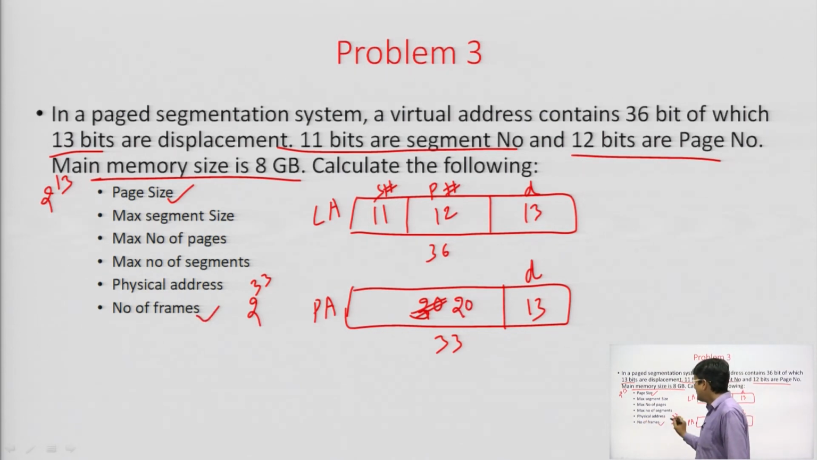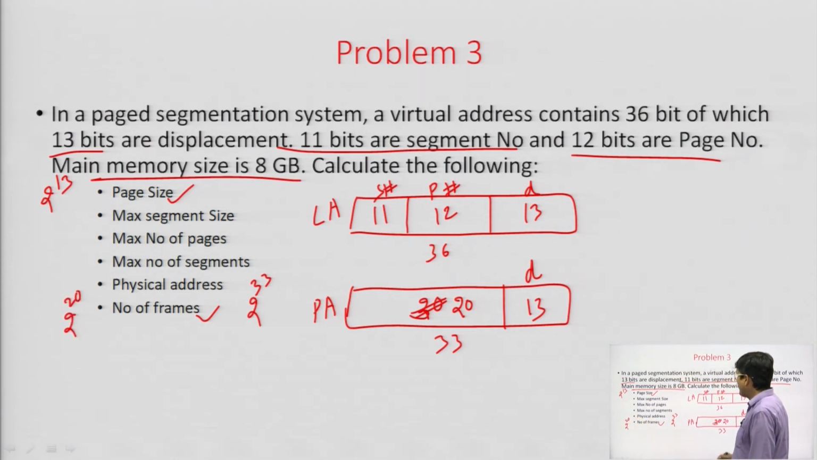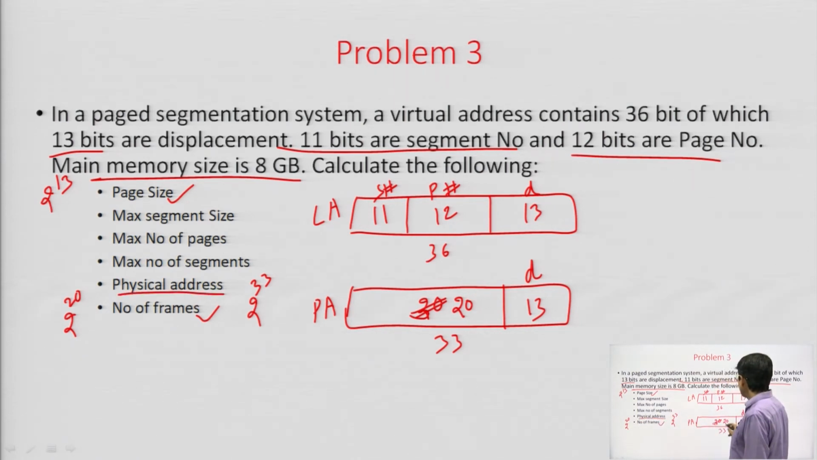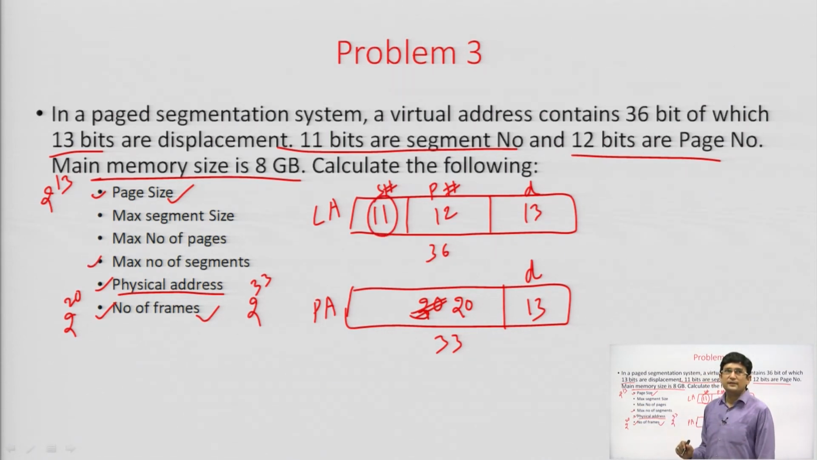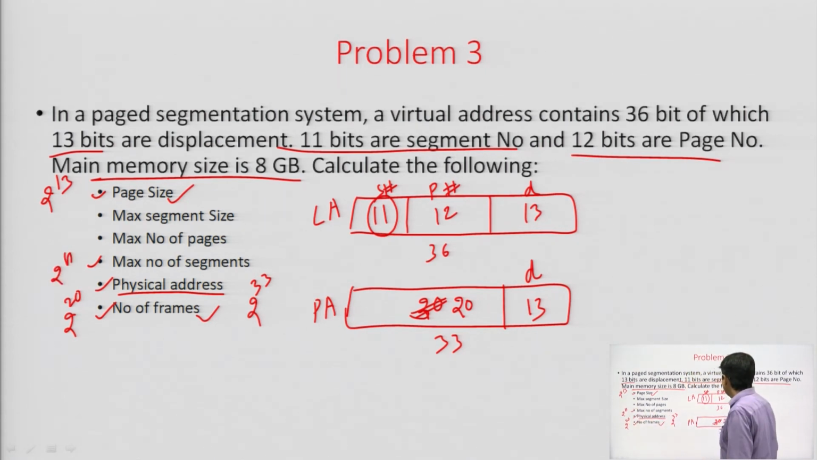Last question, the number of frames. The number of frames will be 2 raised to the power 20. Now the physical address is a split of 20 and 13, so this has also been answered. Now the maximum number of segments. 11 is the number of bits in the segment number, so the maximum number of segments will be 2 raised to the power 11.